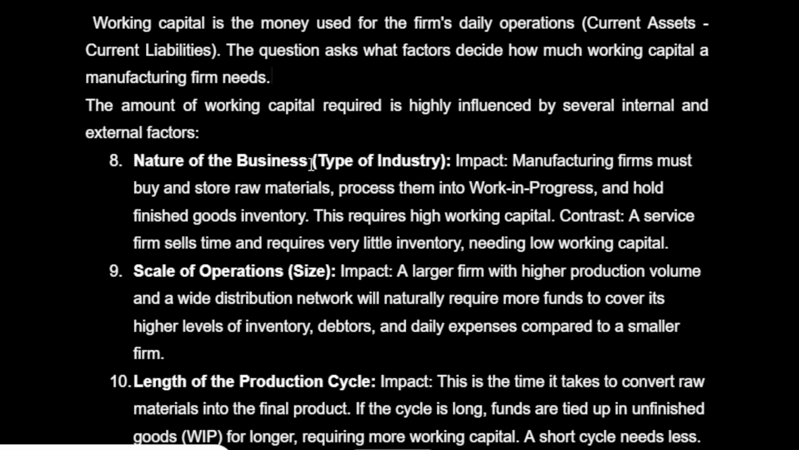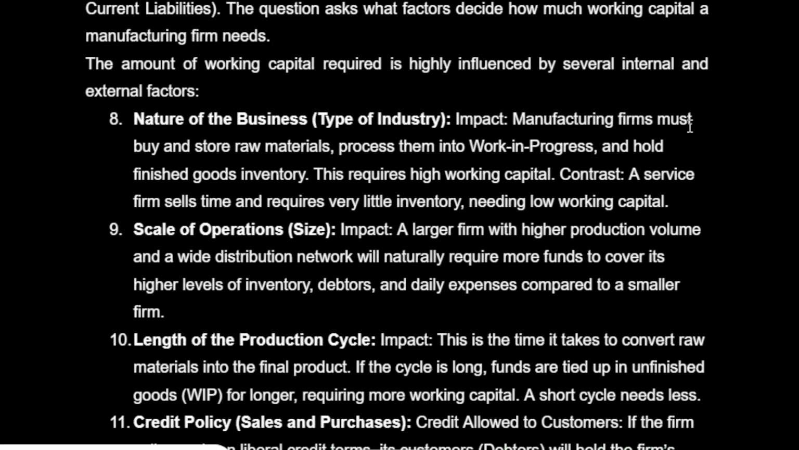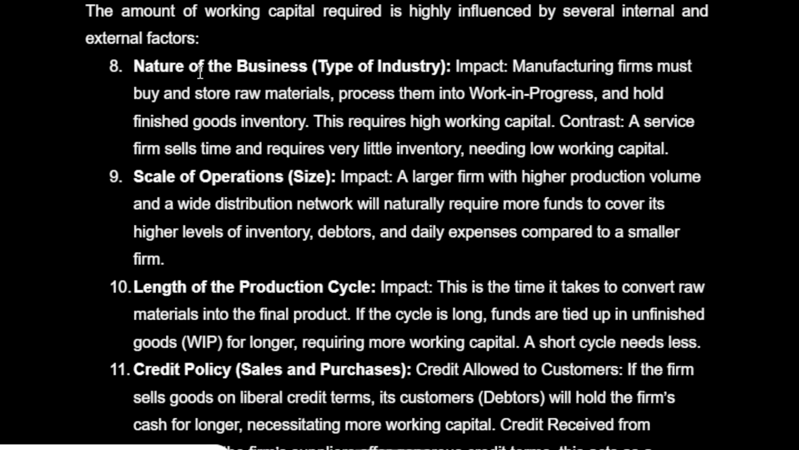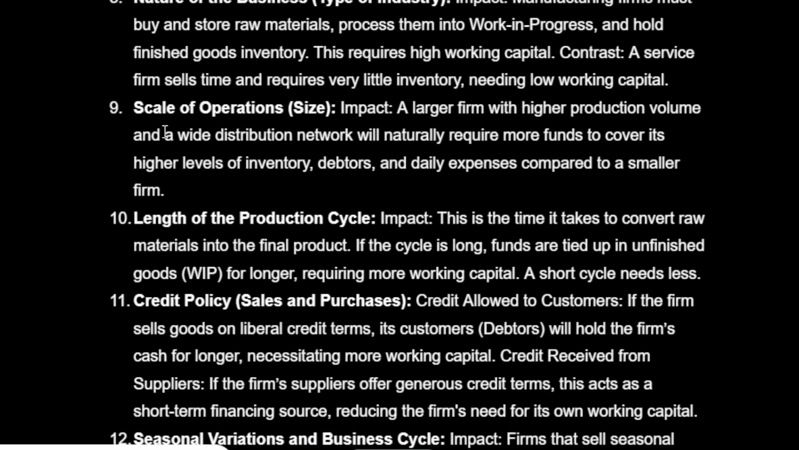Nature of the business, type of industry, impact. Manufacturing firms must buy and store raw materials, process them into work in progress, and hold finished goods inventory. This requires high working capital. Contrast. A service firm sells time and requires very little inventory, needing low working capital.